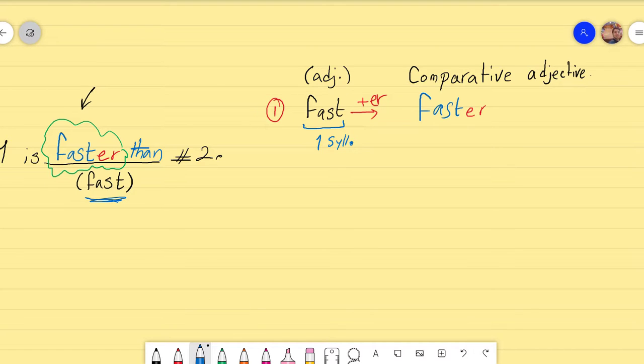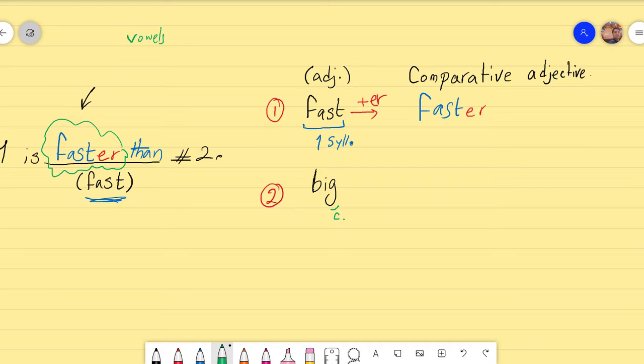Now, for example, this one. The next adjective is big. How many syllables is this one? Big is also one syllable. Good. So it's one syllable. Now look at here. What is G? Is G a consonant or a vowel? It's a consonant. Do you remember the consonants and vowels?